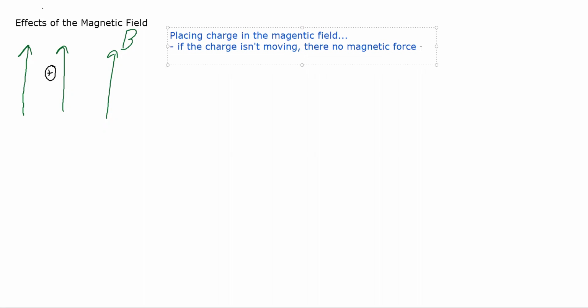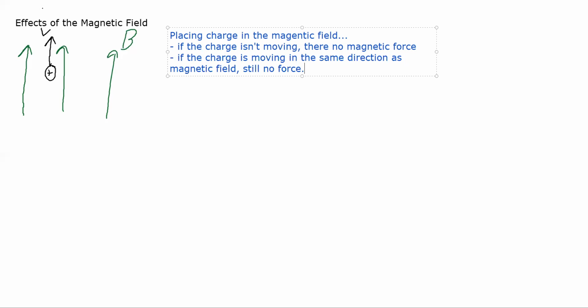So let me change the situation. What if I had a speed now of the charge, and I'm going to put the speed in the same direction as the magnetic field, so going up. What happens then? Well, the charge is moving in the same direction as the magnetic field. Still no force.